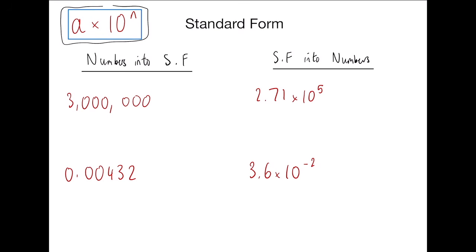If the N is massive, it's going to be a big number. So when we have something like 3 million, the N is going to be higher than if we had something like 3,000. So getting straight into the examples, turning numbers into standard form first.